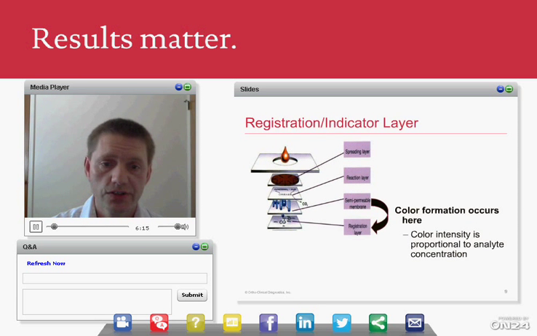So the next layer is the registration indication layer. This is where the color itself is formed, and the amount of color that is achieved is proportionate to the analyte that's being measured. And I'll be speaking a little bit more about the actual measurement of this color.